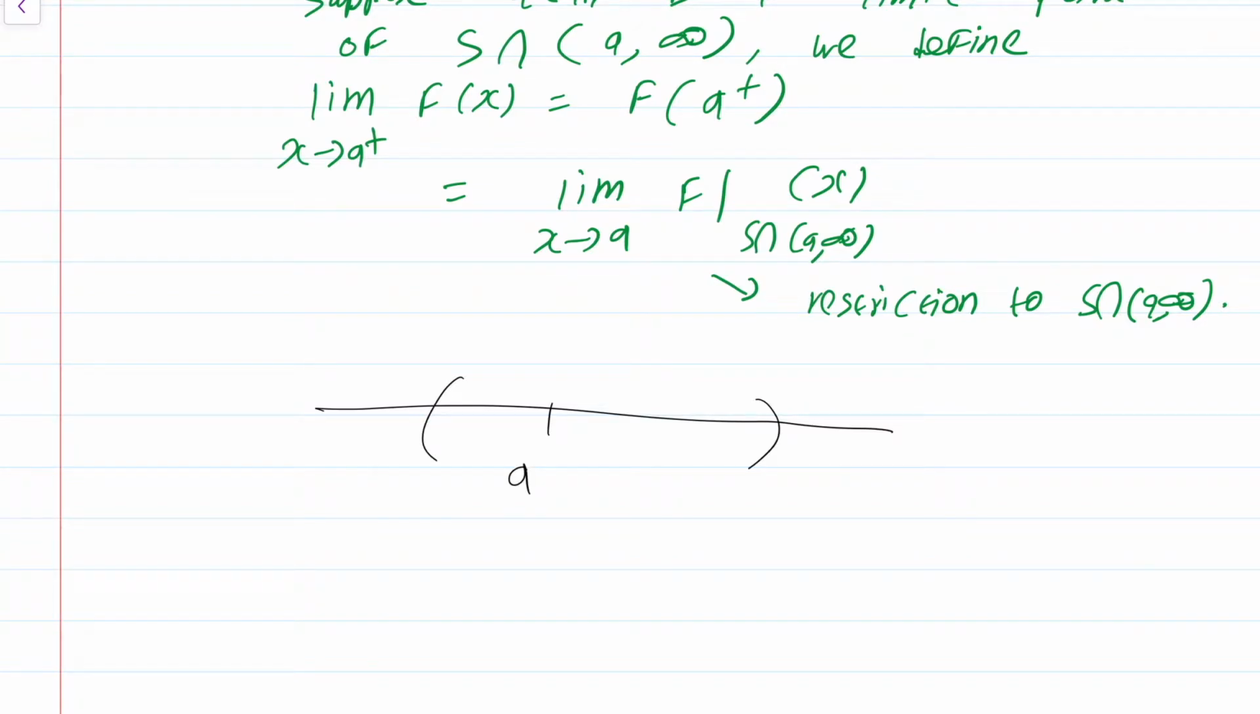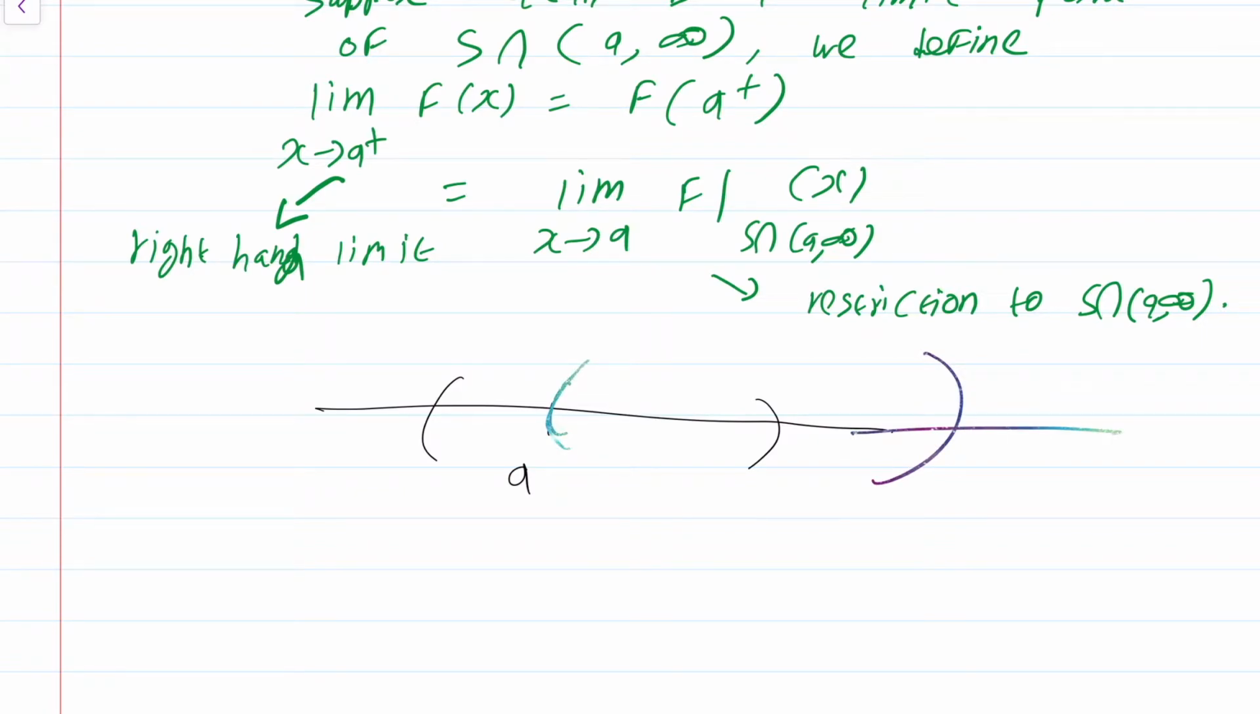Then to define the right hand limit at this point A, which is denoted by limit x going to A plus f of x, this is called right hand limit. To define the right hand limit at the point A, what you do is you focus on this portion of the set, restrict f to this portion, then you take the usual limit that you are familiar with.